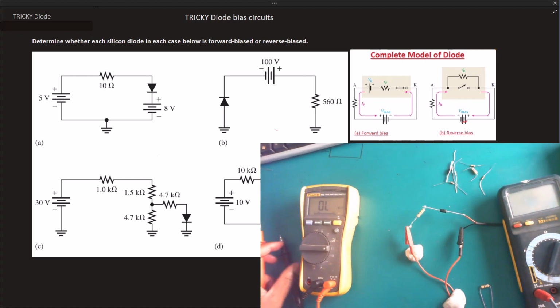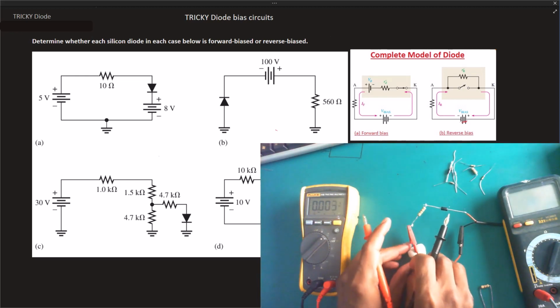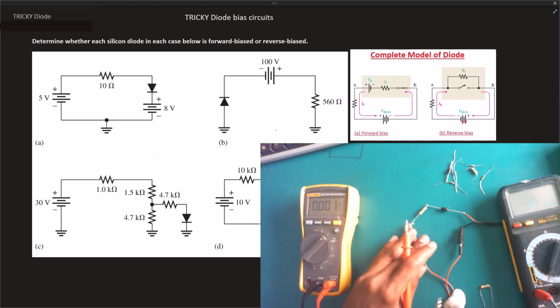Alright, so now it's time to turn on the power supply. There we go. So the power supplies are on. We need to do some basic measurement here. Let me just take off these press sticks here.